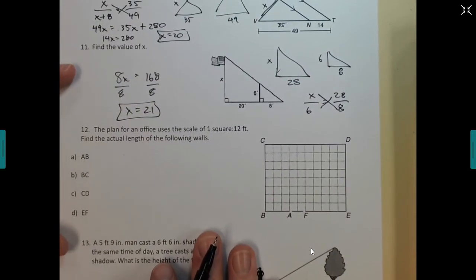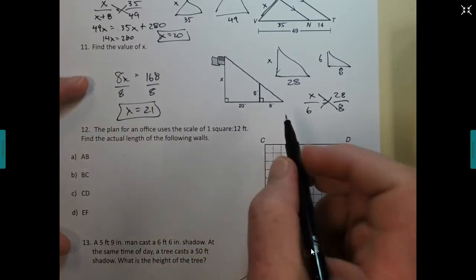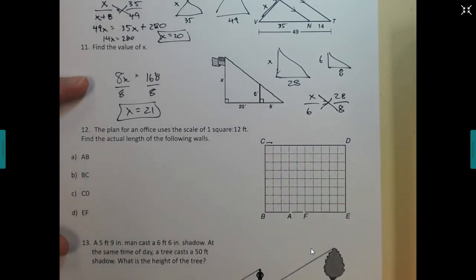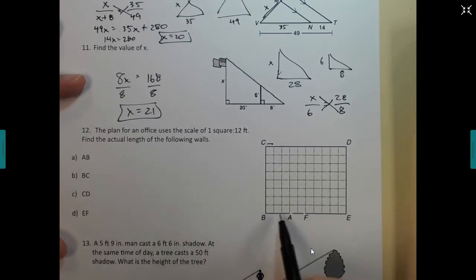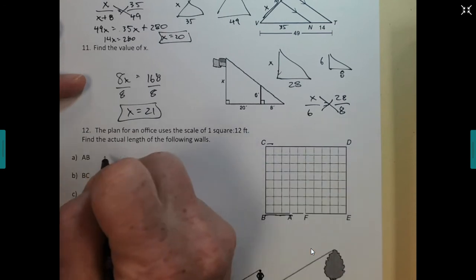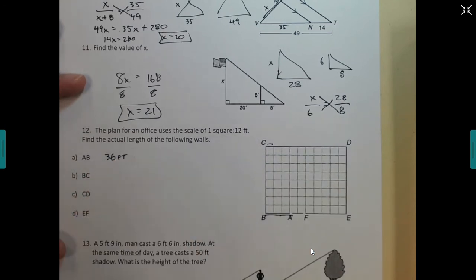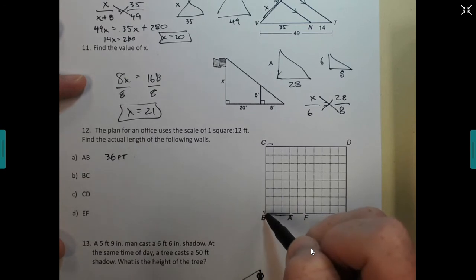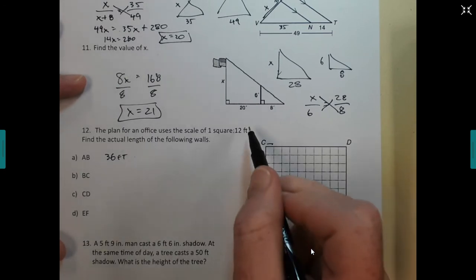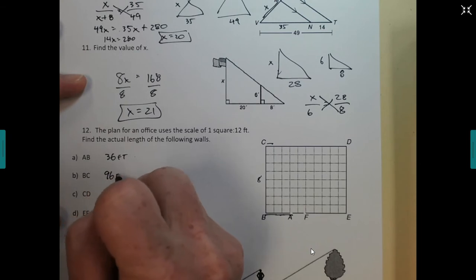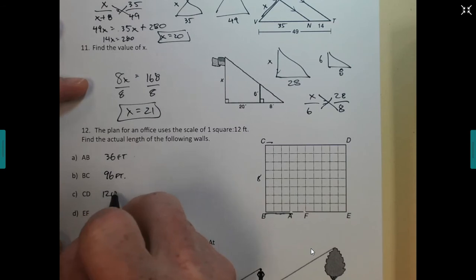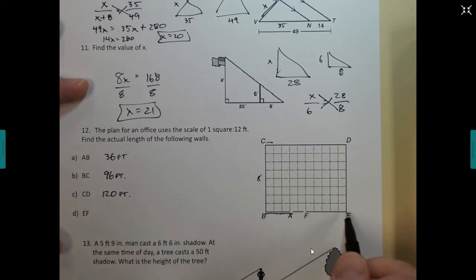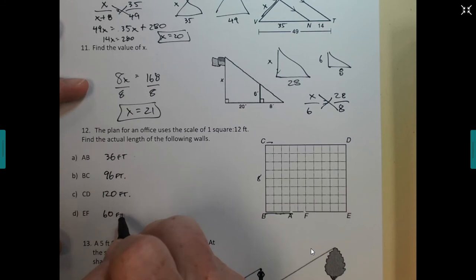All right, the plan for an office uses a scale where each one of these squares is 12 feet. Find the actual length of the following walls. So AB, if each one of these is 12, I got 1, 2, 3 squares. 12 times 3 is 36 feet. BC, that's actually 8 of the squares. 8 times 12, 96 feet. CD's 10. 10 times 12 is 120 feet. EF is 5. 5 times 12 is 60 feet.